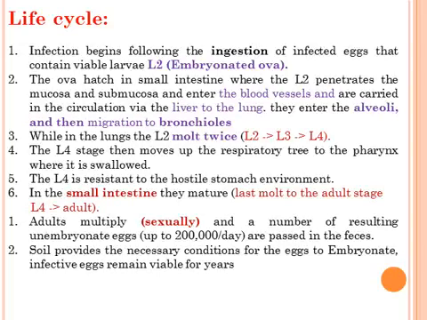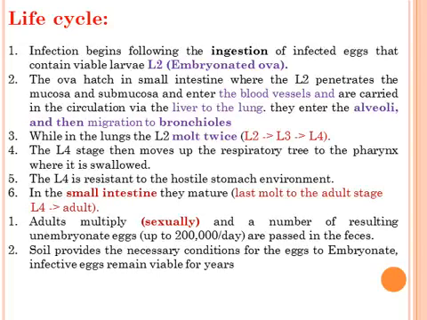In the lung, the larva migrate and enter the alveoli, and then migrate to the bronchioles. In the lungs, after 2 months, larva 2 mature and develop to larva 3 and larva 4. The larva 4 stage then moves up the respiratory tree to the pharynx, where it is swallowed. So larva 4 is resistant to the hostile stomach environment, and in the small intestine they mature, because of the last molt to the adult stage. Larva 4 develops to the adult. So the last molt happens in the small intestine.